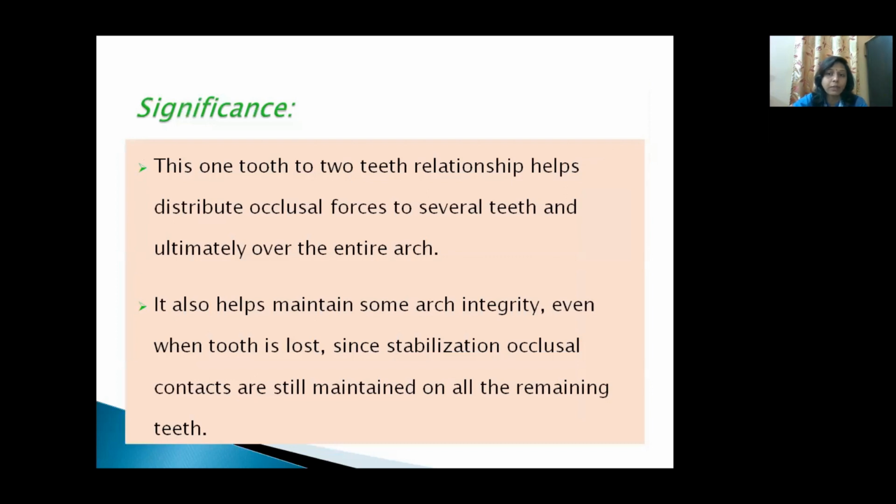Significance of the one tooth to two teeth occlusal relationship is it helps to distribute occlusal forces through several teeth and ultimately over the entire arch. It also helps to maintain some arch integrity even when a tooth is lost, since the occlusal contacts are still maintained on all the remaining teeth. Because they have two teeth in the opposing arch to contact, if one is lost, the other is there to maintain the vertical relationship with the arch.